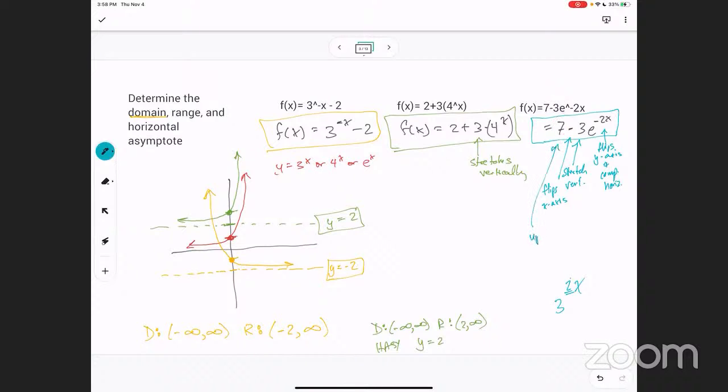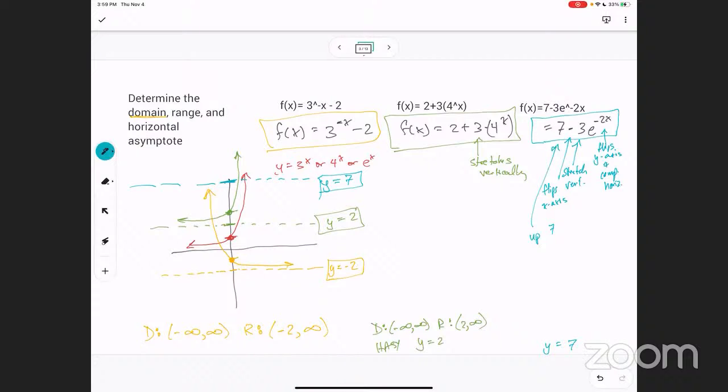That moves it up 7. So that's going to change, right? It's going to be up here. So there's my new horizontal asymptote. Y equals 7 is my horizontal asymptote. And it flips how? It flips both over the y-axis and x-axis. That's right. So it's going to be here.